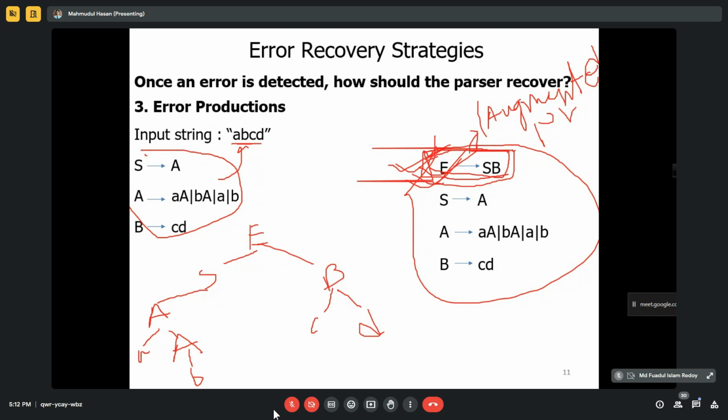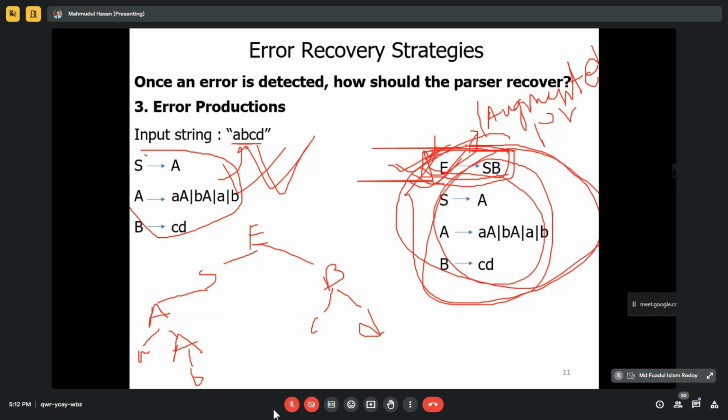Okay, so by augmenting this grammar, we get this one, and this one is able to accept this input. This is actually done in the compiler, by the compiler itself. But look at this, it is an extremely difficult task. Here we use a grammar with only 3 lines.